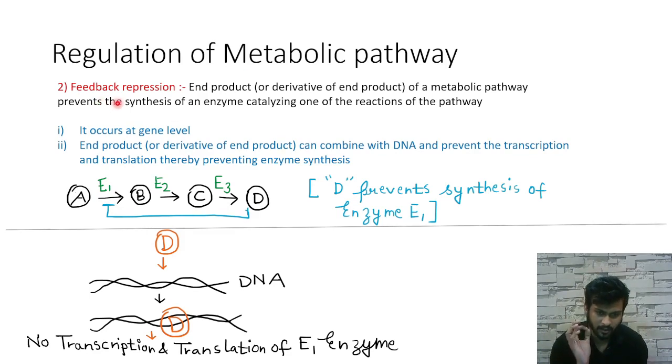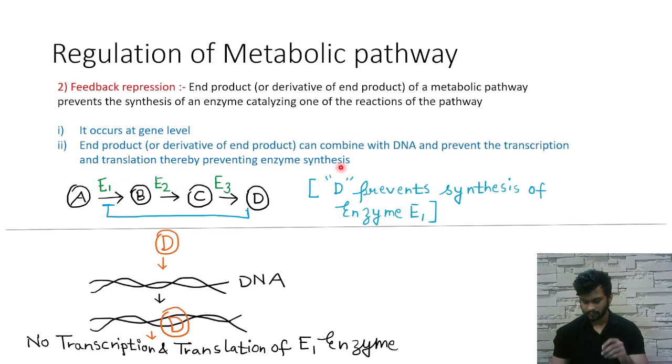Okay, the next way by which a metabolic pathway can be regulated is by feedback repression. The end product of a metabolic pathway prevents the synthesis of an enzyme catalyzing one of the reactions of the pathway. It occurs at gene level. The end product can combine with DNA and prevent the transcription and translation, thereby preventing enzyme synthesis.